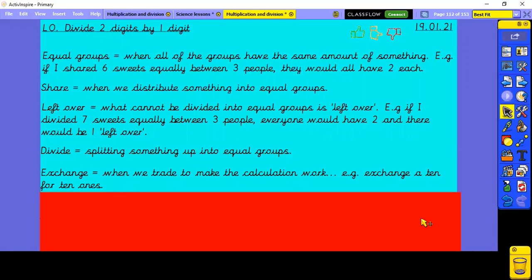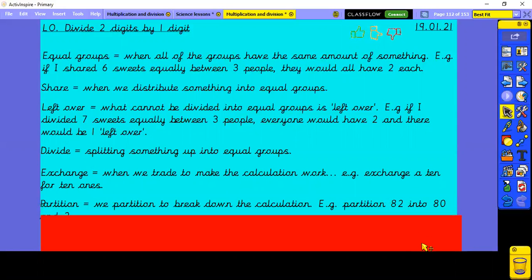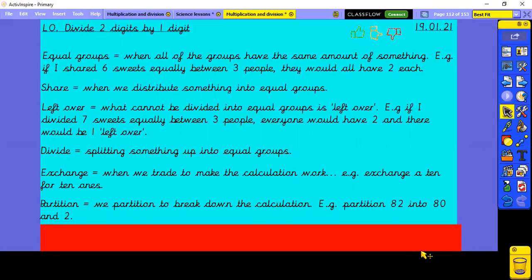We often exchange in maths to help us make the calculation work. For example, we could exchange a 10 for 10 ones so we can continue with our calculation and share our number equally. You might be used to partitioning as well, because we did that in the multiplication unit. When we partition, we break down the calculation. For example, I could partition 82 into 80 and 2, so I can see what I need to do to each number to work out the calculation.